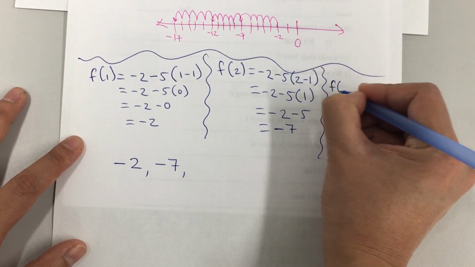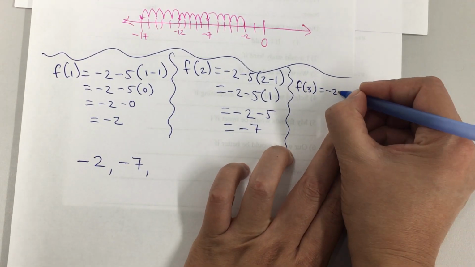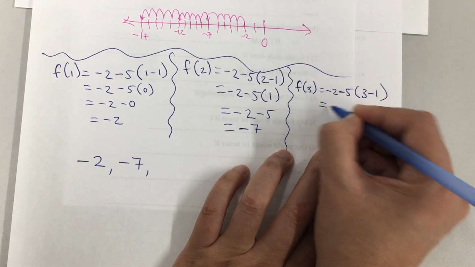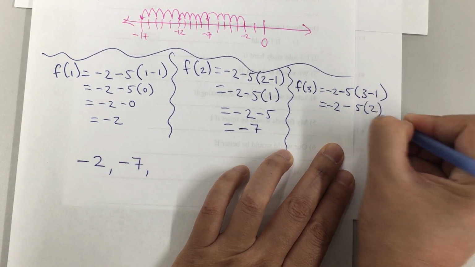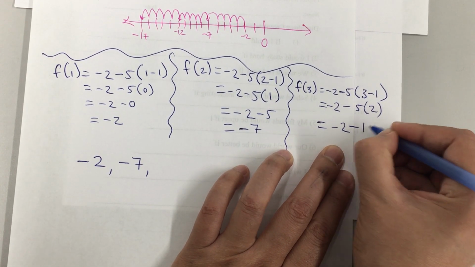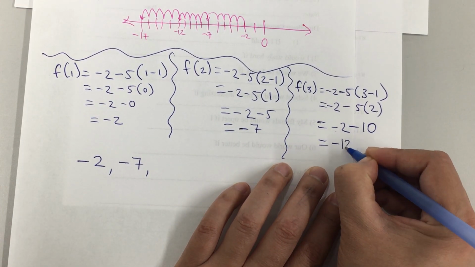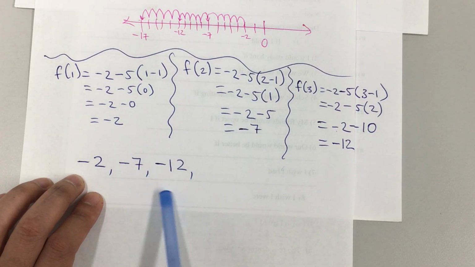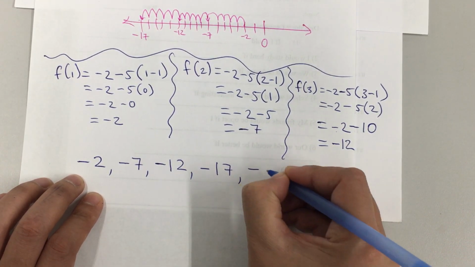Then I go f of 3 equals negative 2 minus 5 times 3 minus 1, and 3 minus 1 is 2. Equals negative 2. Negative 5 times 2 is negative 10, and so negative 2 and negative 10 means negative 12. So that's my third term. And in here I see the pattern that I'm subtracting 5, so it's going to be negative 17, negative 22.